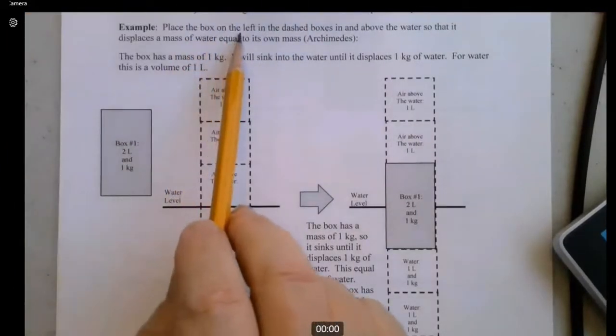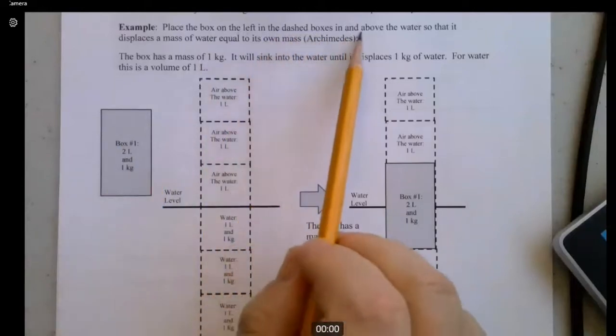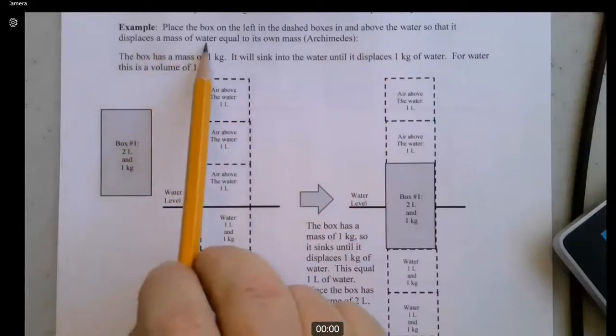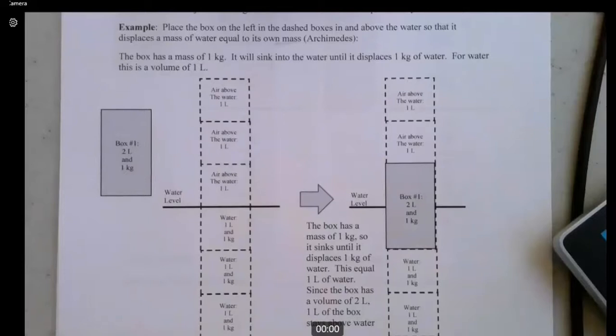So example: place the box on the left, this box right here, in the dashed boxes in and above the water so that it displaces a mass of water equal to its own mass. That's Archimedes' principle. So we look at this. This box has a volume of 2 liters. It takes up 2 liters of space. You can see it's twice as big as one of these boxes, which are 1 liter. And it has a mass of 1 kilogram. So if it has a mass of 1 kilogram, Archimedes says it's going to displace 1 kilogram of water. So if we look down, this is the water level, and 1 kilogram of water would be one of these boxes right here. So I'm just putting a box around how much water this box is going to displace. And there it is. 1 kilogram displaces 1 kilogram. So the box is going to take up this square right here.